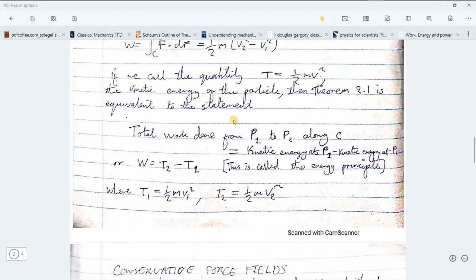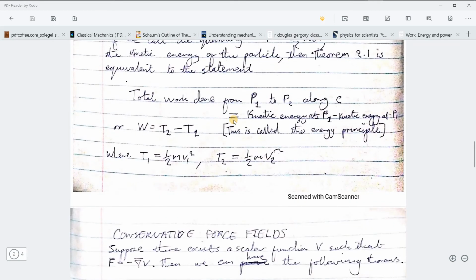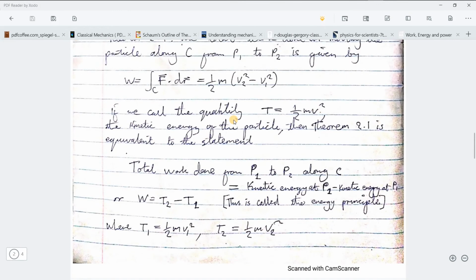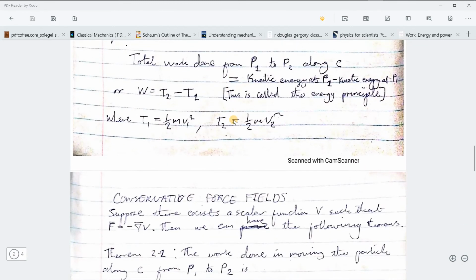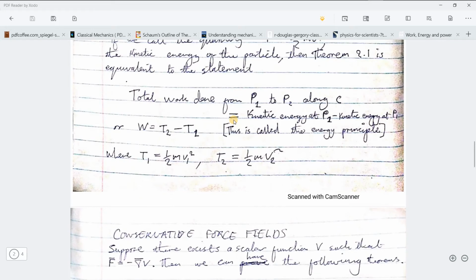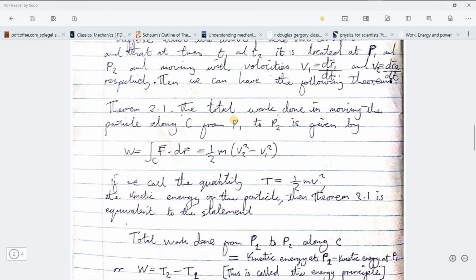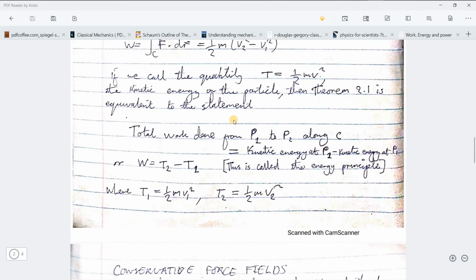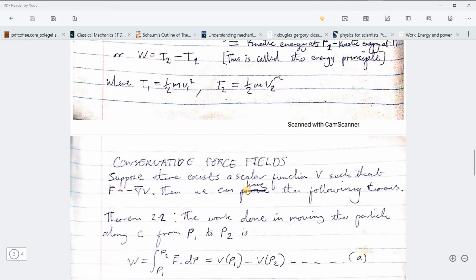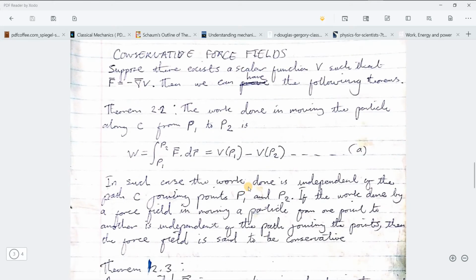Okay, so that's it about work and the change in kinetic energy. We'll look at an example on all these notes which I'm just explaining here. We'll look at examples on each and every one of these notes. Alright, so now we can look at conservative force fields.